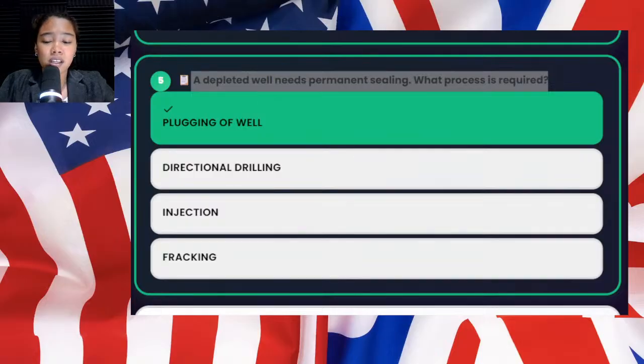It is a critical final stage in the life cycle of an oil or gas well, as it represents the process of permanently sealing a well that is no longer productive. So if this well is not useful anymore, we do plugging of well. We cement it because it's much more environmentally friendly, and it is a safety procedure that ensures any geological formations encountered during the well's productive years remain isolated from the surface and groundwater. So that is plugging of well.